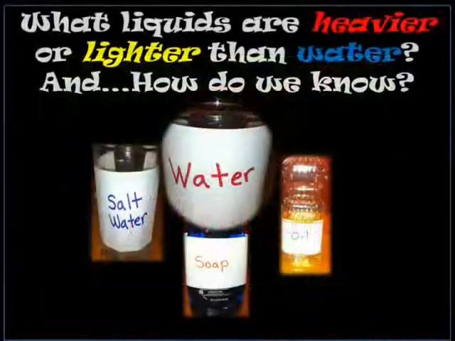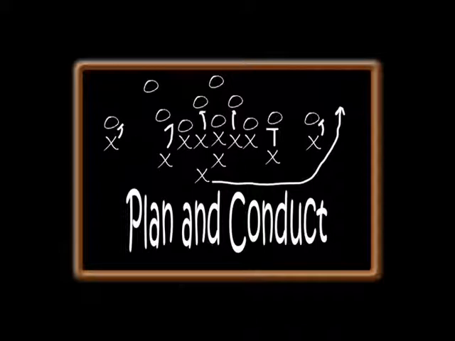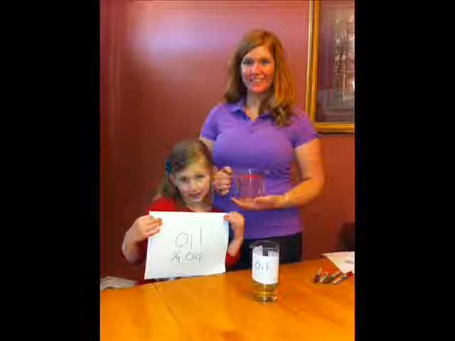Step 1 is ask questions. This is the part where a question is chosen that you want to have answered. Our question for the amazing rainbow of density is, what liquids are heavier or lighter than water, and how do we know? Step 2, plan and conduct investigation. This is where we decide how to answer our question using information that we already know. We already know that when something is heavy and put into water that it sinks, and when something is light, it floats. So, if we put different liquids on top of each other, some will sink and some will float.